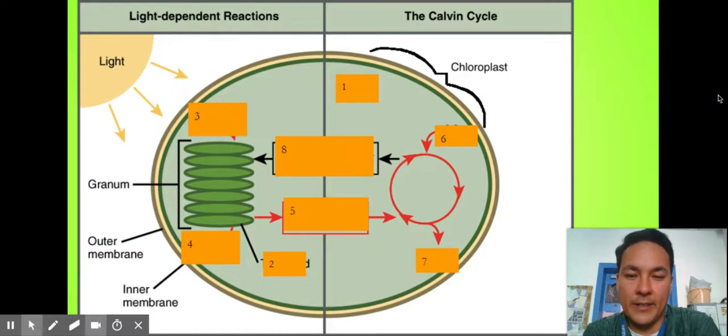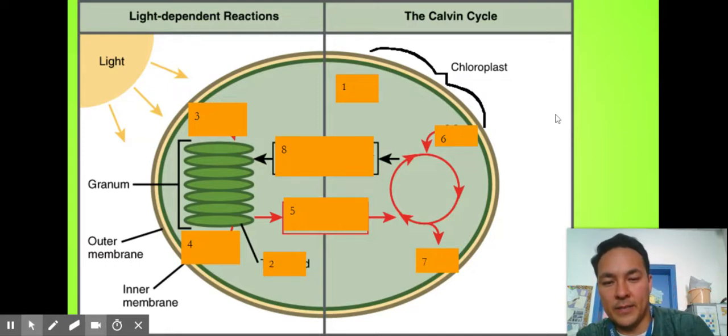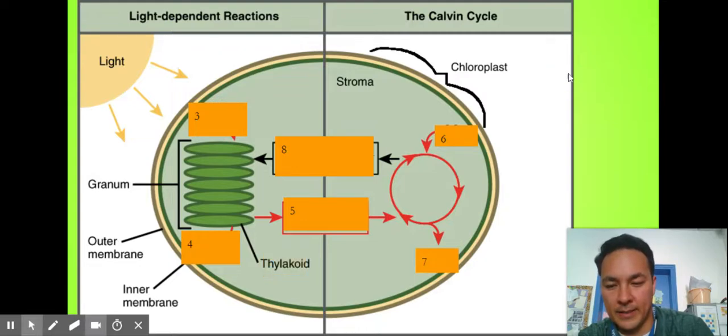And so can you try and label what each of these little pieces are here? Let's go through them together. So number one is the stroma. That is the liquid inside the chloroplast that has enzymes in it. Number two is going to be the thylakoid. It's the green-shaped pancake where the light-dependent reactions are going to take place.